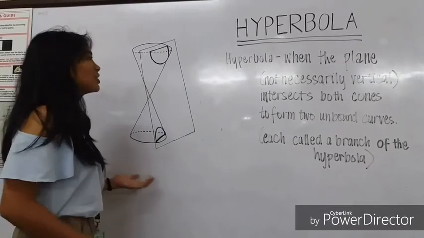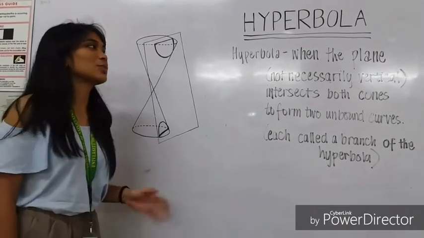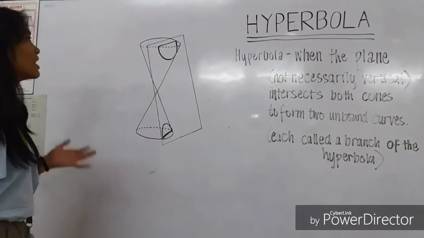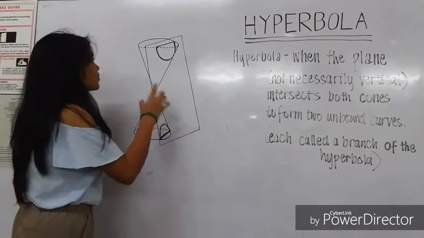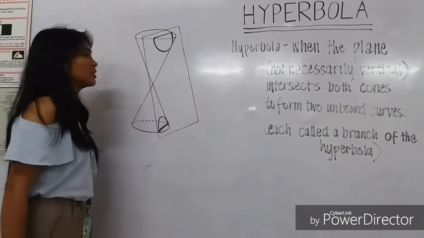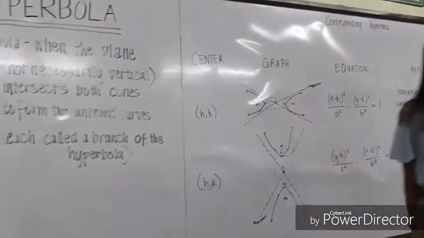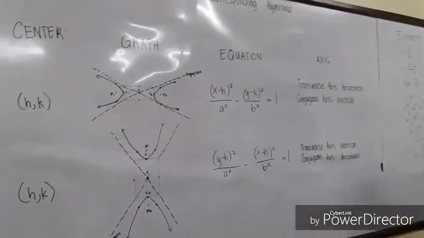So how can we determine if this conic section is a hyperbola? We can determine this when the plane passes through both cones, but it does not pass through the apex of the cone. So it is a hyperbola. Shown on the other side of the board are the two corresponding hyperbolas.